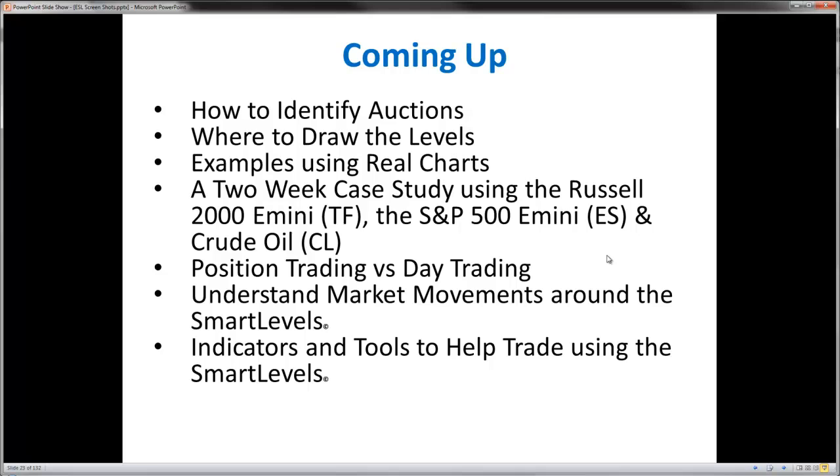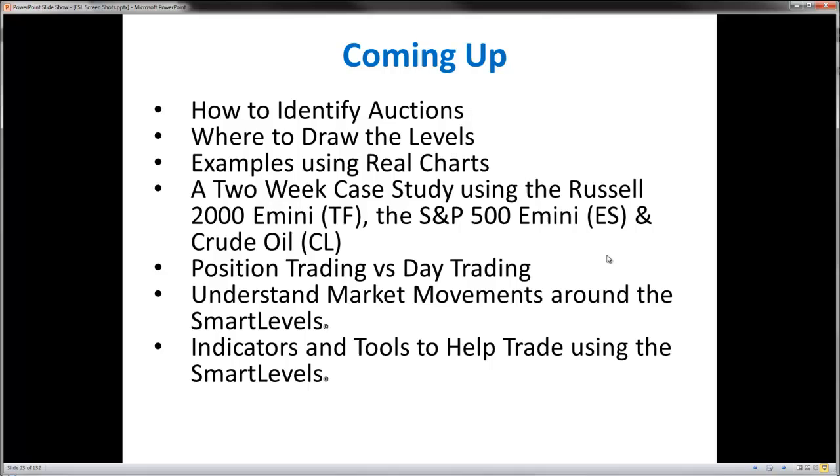And we're also going to go through a 2-week case study using the Russell 2000 E-mini, the S&P 500 E-mini, and the crude oil contract. So it's going to be a case study over 10 trading days on 3 different markets. So that'll be a real good exercise to help you understand exactly how to identify the auctions over the period of days in some real trading.